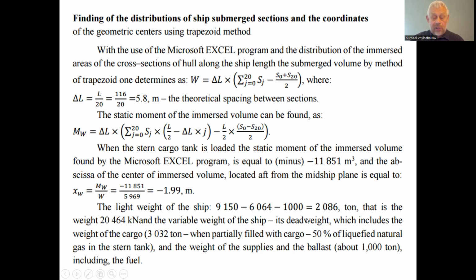The variable weight of the ship includes the weight of the cargo, one partially filled cargo of liquefied natural gas, and the weight of the supplies, which is 1,000 ton. This cargo is partially weighted. This is the full cargo possible here on board.